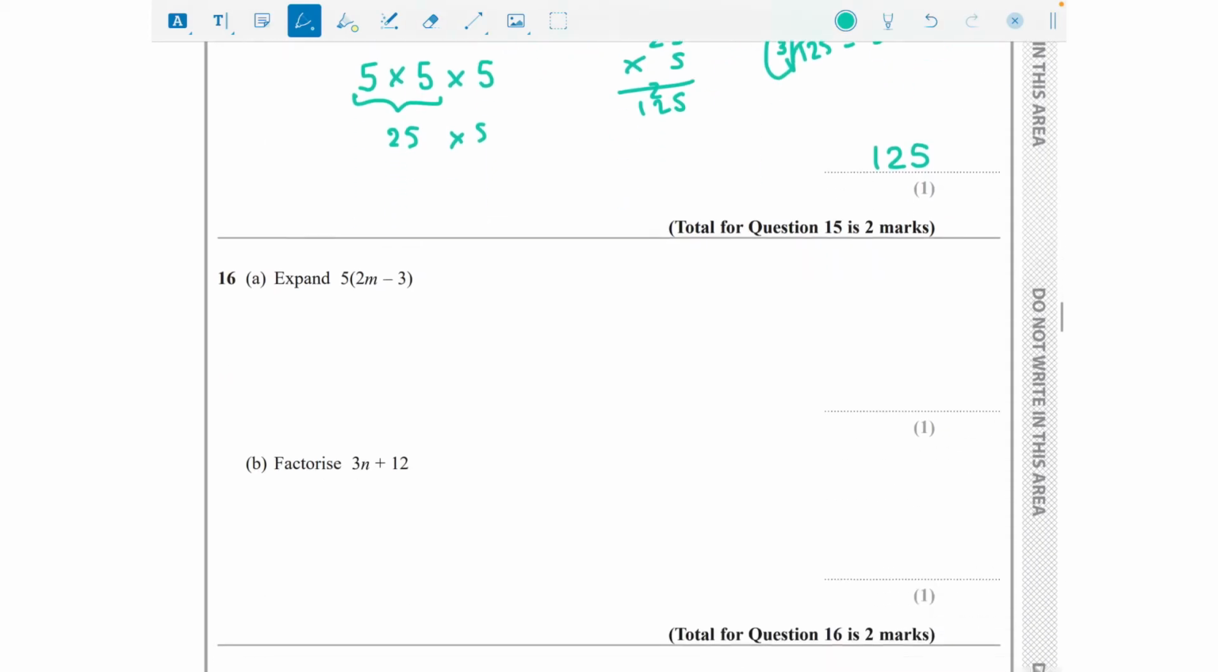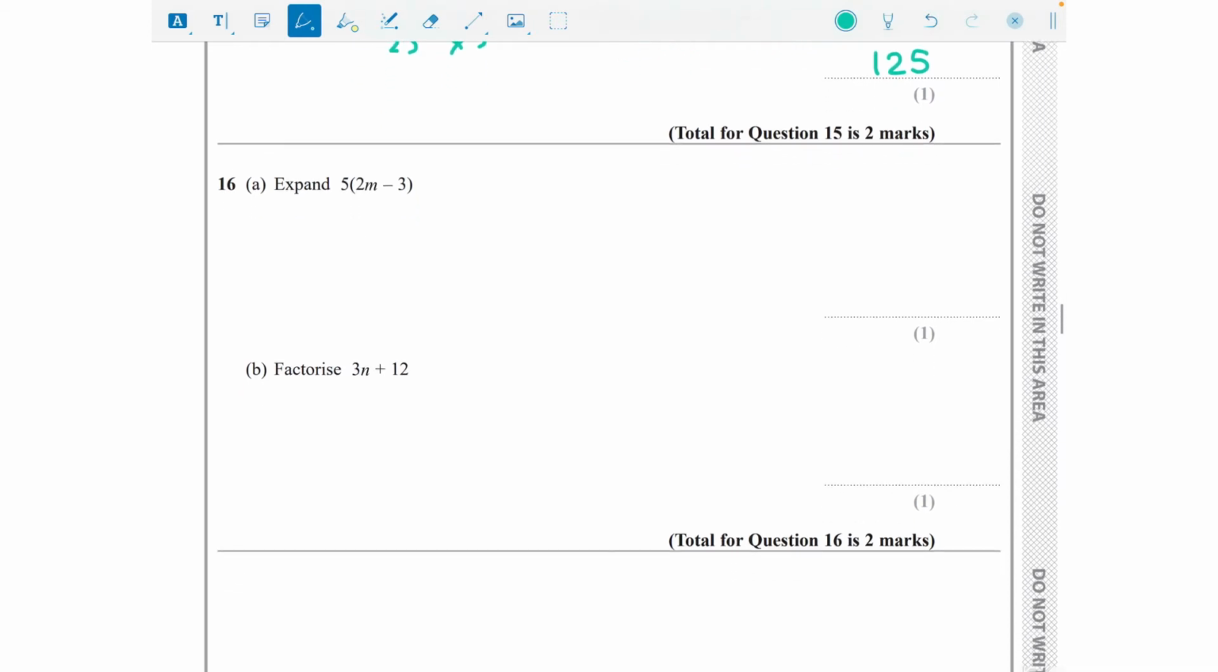Question 16. We're going to expand brackets and then we're going to factorise brackets. So again, I love this topic because it looks the same every year. If you can practice it, you'll know what to do. So expand 5 lots of 2m minus 3.